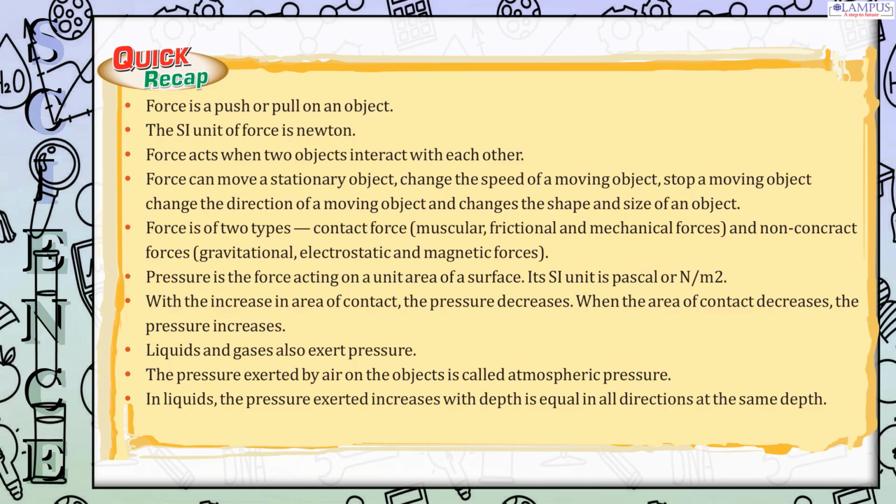Force is of two types: contact forces, such as muscular, frictional and mechanical forces, and non-contact forces, such as gravitational, electrostatic and magnetic forces. Pressure is the force acting on a unit area of a surface. Its SI unit is Pascal or N per square meter. With the increase in area of contact, the pressure decreases. When the area of contact decreases, the pressure increases.